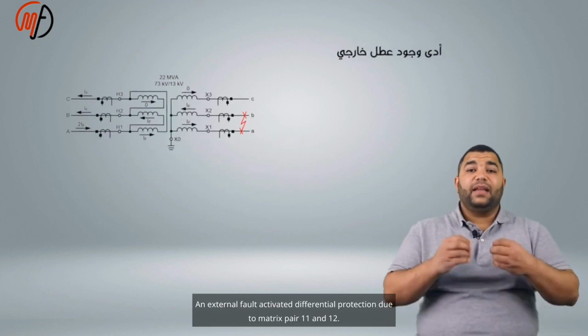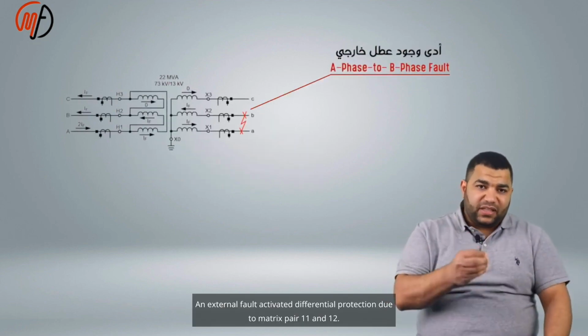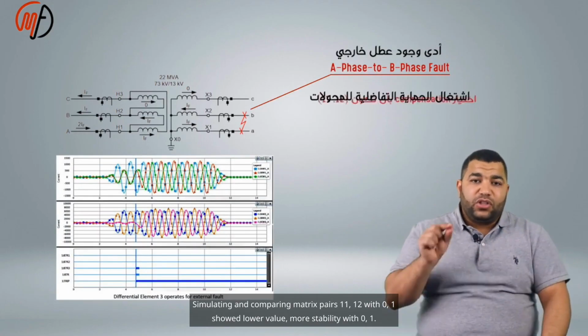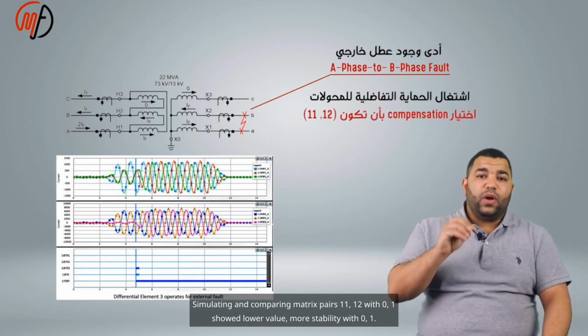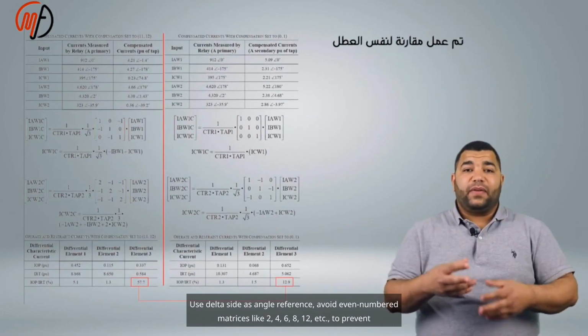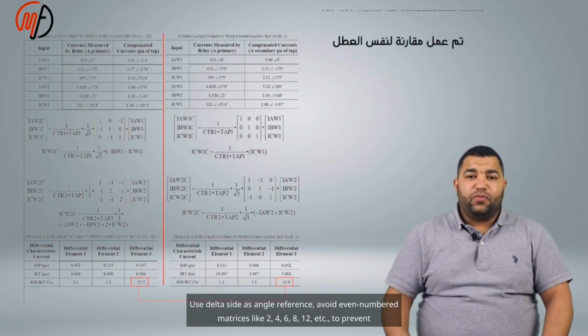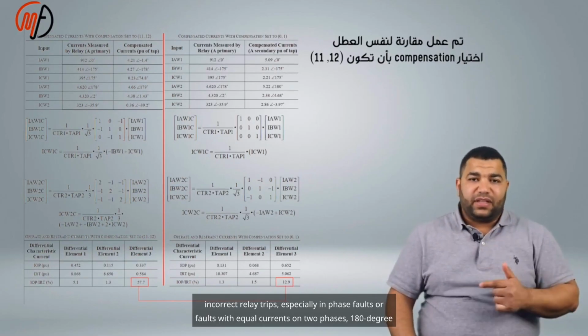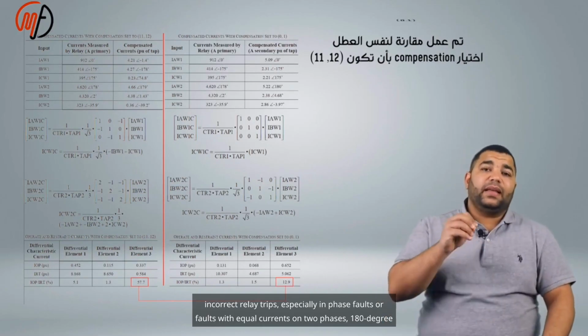An external fault activated differential protection due to matrix pair 11 and 12. Simulating and comparing matrix pairs 11, 12 with 0, 1 showed lower value, more stability with 0, 1. For safety, select matrix pairs 0 and 1, and use the delta side as angle reference. Avoid even-numbered matrices like 2, 4, 6, 8, 12, etc., to prevent incorrect relay trips, especially in phase faults or faults with equal currents on two phases.